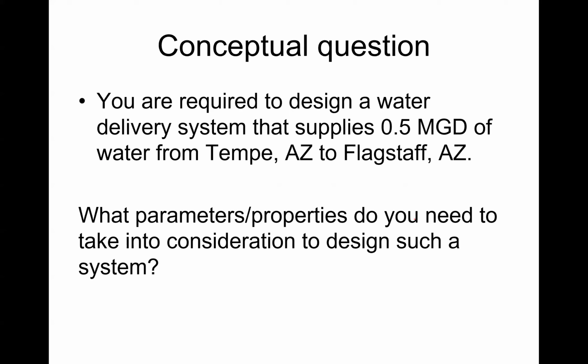Flagstaff, for those of you that are not familiar with, is about 2 hours from here in the mountains. So it is a big change in elevation between here and there. I'm assuming it has to be about 4,000 feet. What parameters or properties do you need to take into consideration when you are designing such a system? And if we had a long conversation about this, there are many things that are very obvious. For example, the change in elevation.